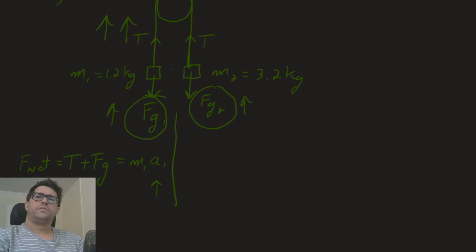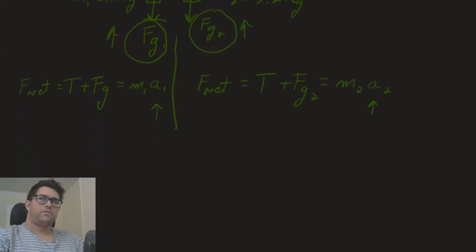But this is going to be important. Let's do the other side. Fnet is equal to what? So T plus Fg2. And that's equal to M2A2. And in this case, it's not the same acceleration. And can we say what we mean by that? Can we say why that would be the case?